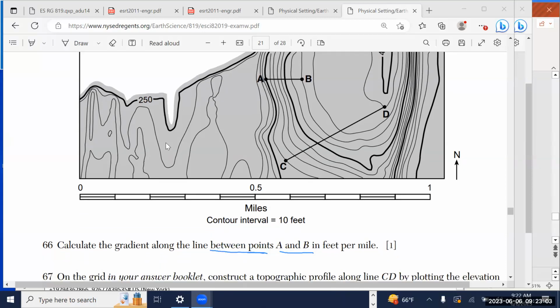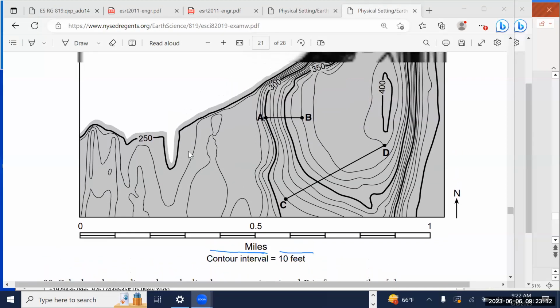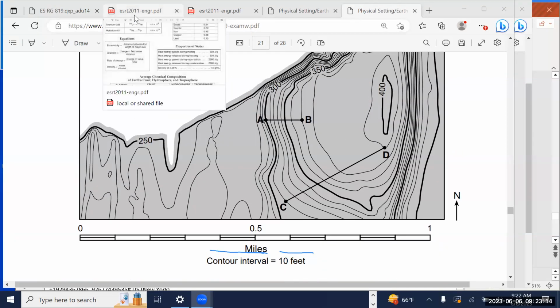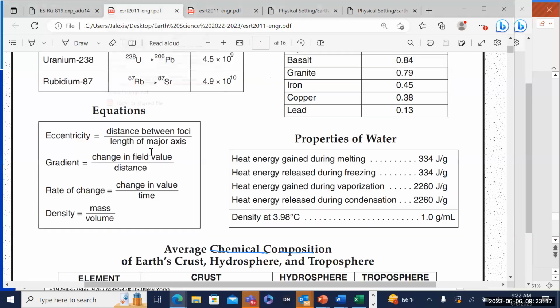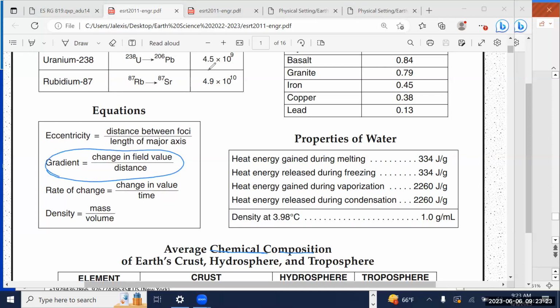So it says number 66, calculate the gradient along the line from points A to B in feet per mile. So when I look at our reference tables, what page has the formula for gradient? And it states it right here: change in field value over the distance. When we're dealing with topographic maps, the change in field value is the same as the change in elevation. The field that we're talking about is elevation in feet, over the distance, how far apart these two points are.